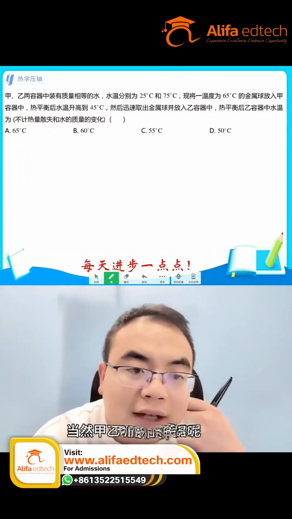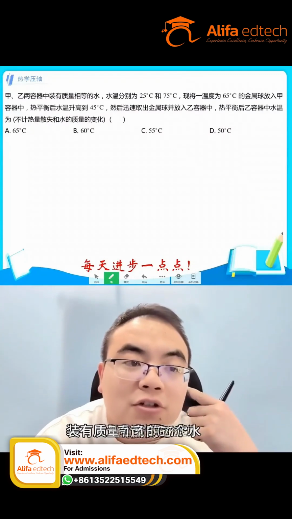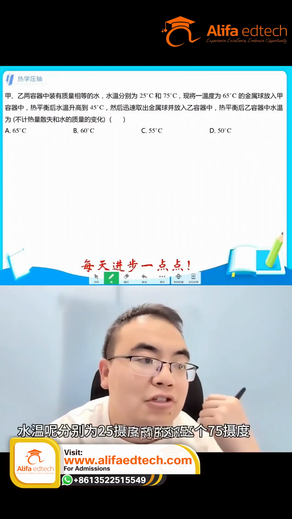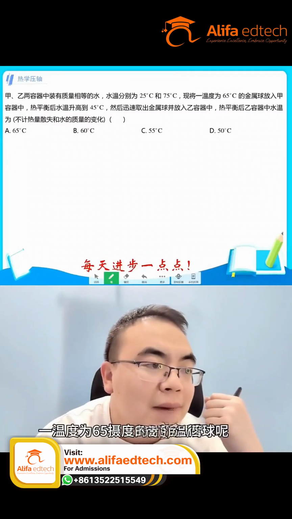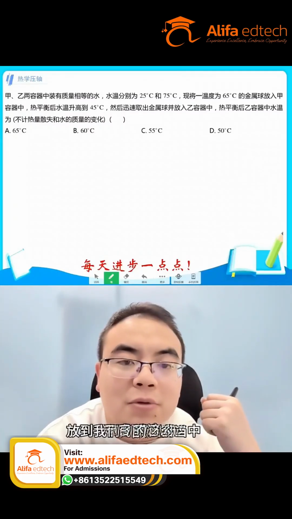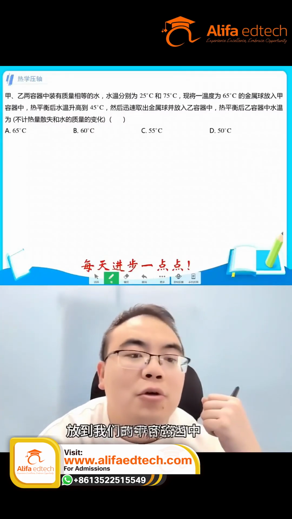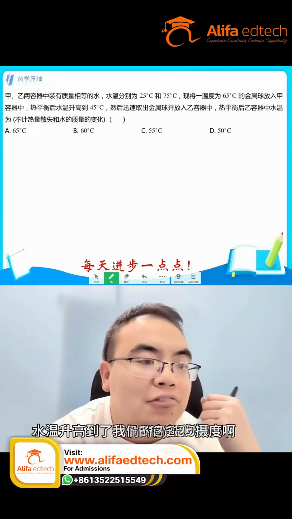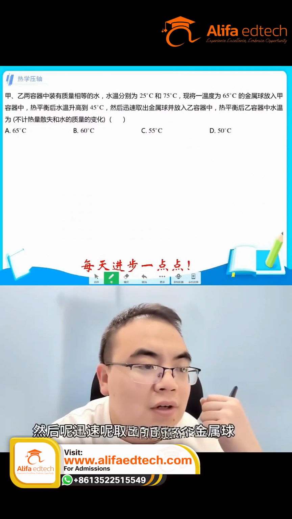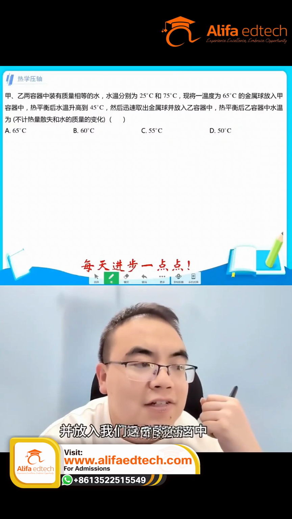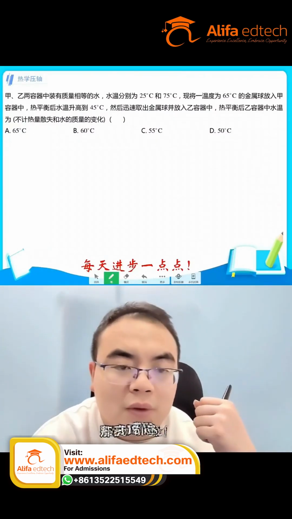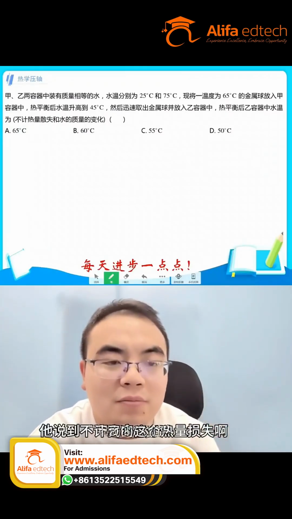There are two containers, A and B, each filled with equal masses of water. The water temperatures are 25 degrees Celsius and 75 degrees Celsius, respectively. First, a metal ball at 65 degrees Celsius is placed into container A. After reaching thermal equilibrium, the water temperature in container A rises to 45 degrees Celsius. Then, the metal ball is quickly taken out and placed into container B. After reaching thermal equilibrium, what will be the water temperature in container B?